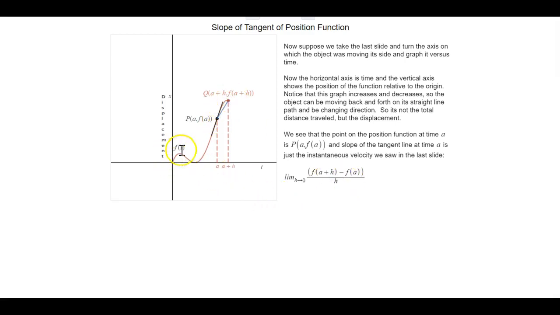So notice that even when we graph it like this, at time a, as we let another point approach time a and let those intervals get smaller and smaller, we have that same formula, f of a plus h minus f of a over h.